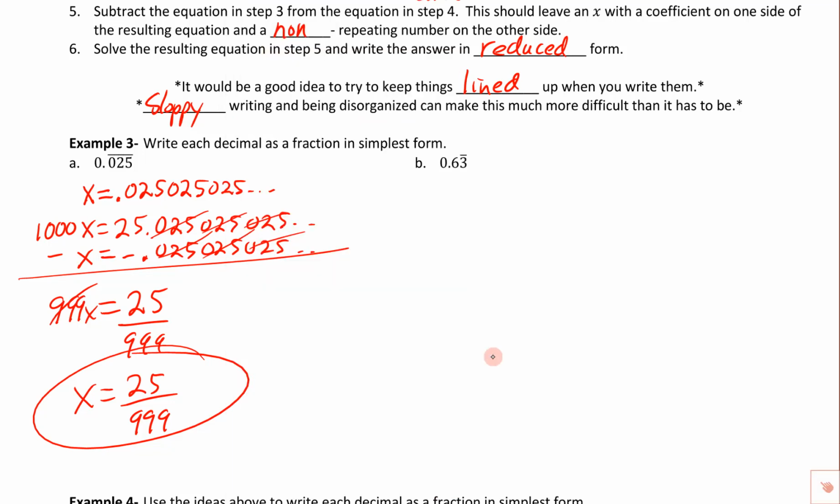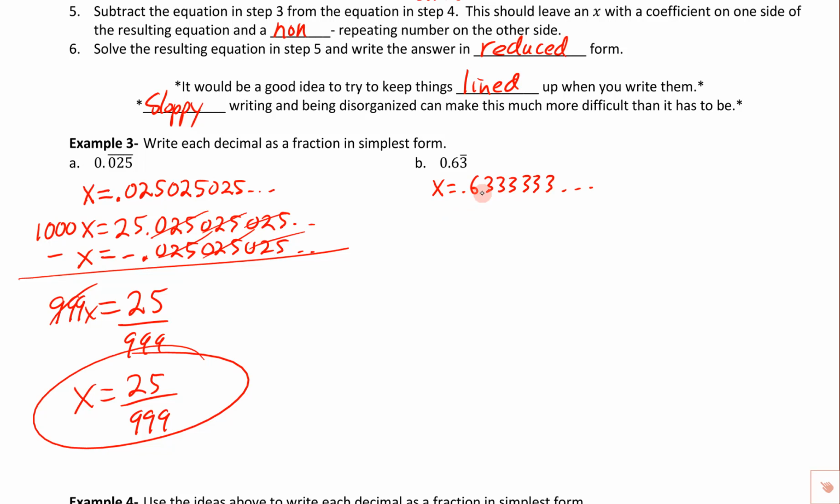Okay, this one is a little bit different. You'll notice that there's only one decimal that repeats. It's not the 6 and the 3, it's just the 3. So here's what we've got. We've got x equals 0.633333, repeating like that. Now, you'll notice that the repeating pattern does not start right after the decimal. So here's what we've got to do on this one.